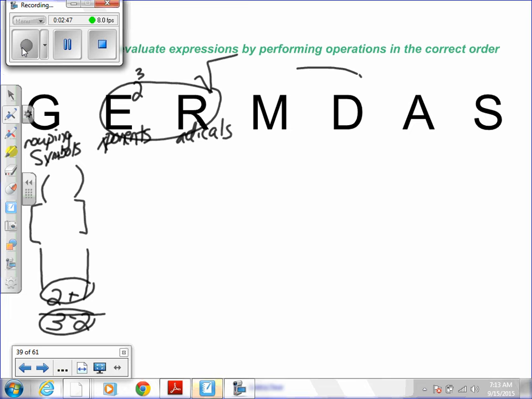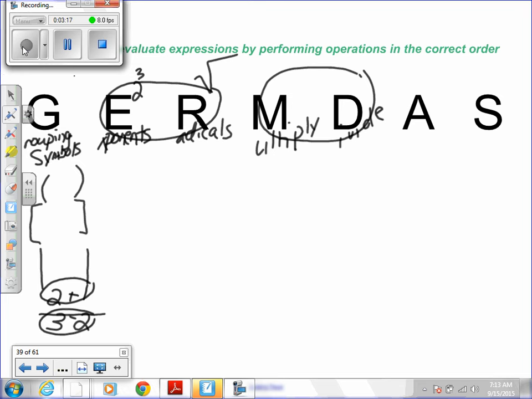Let's move on to M and D. I'm guessing I can get a few guesses shouted out for those two. Just like exponents and radicals, multiplying and dividing are equals. So multiplying you don't do necessarily before dividing. If dividing comes first in the problem, you do the division first. If multiplying comes first, you do the multiplication first. We just put the M before the D because GERMDAS sounds cooler than GERDMAS.